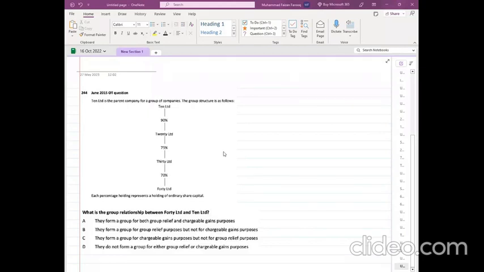Bismillahirrahmanirrahim. Assalamu alaikum students. Today we are going to discuss the past papers or revision kit questions for group relief.